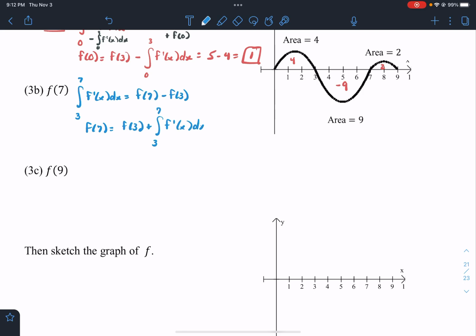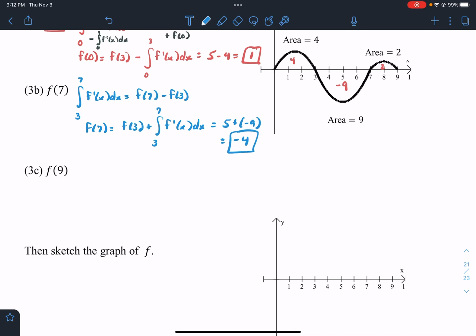Now the integral from 3 to 7 is going to be 9, but it's -9 because it's below the x-axis. So we could do plus a negative if we wanted to make sure we're clear about that. But either way, we could also get 5 minus 9, but we should get -4 on that one.